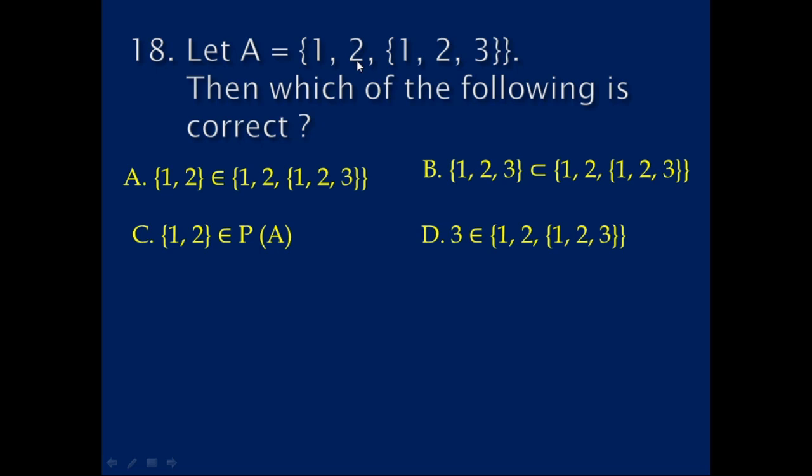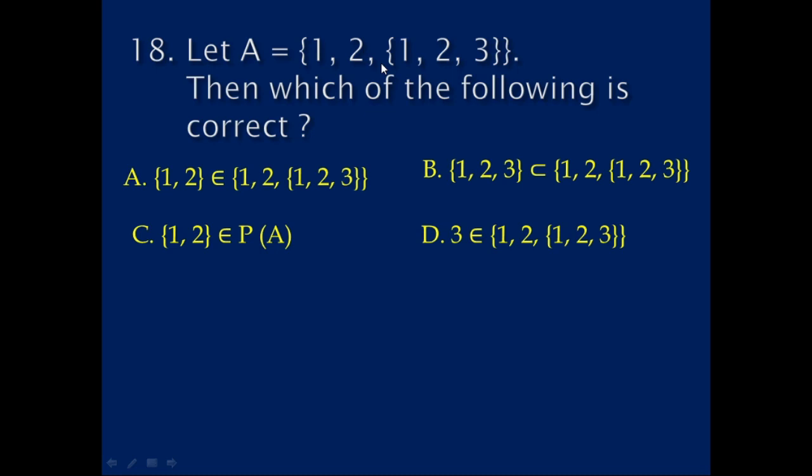A has only 3 elements. The elements are 1, 2, and the set {1, 2, 3} is also an element of set A. Therefore, you can say that set {1, 2} is not an element of set A. It is a subset of A.